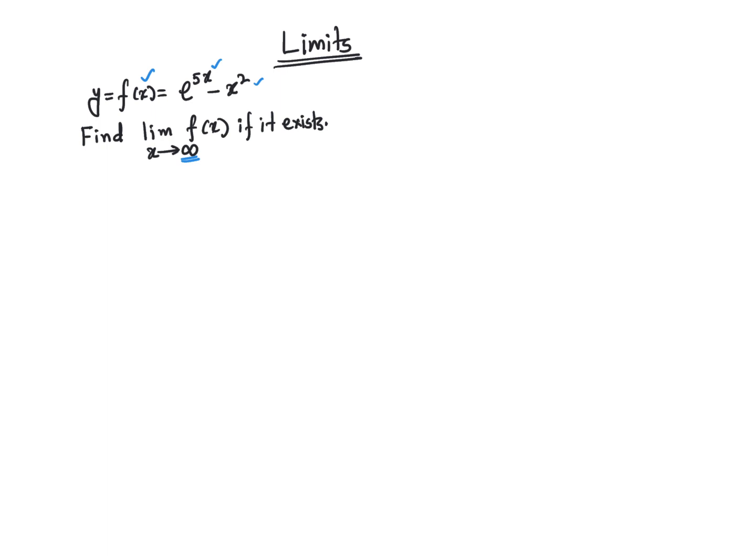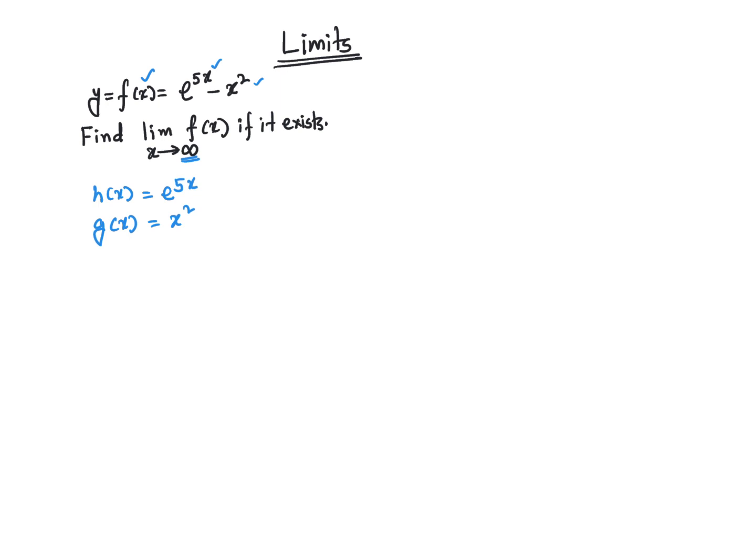This is a function where we have to think a bit. We have to use our past knowledge to evaluate the limit for this function. So let's break this function into two smaller functions. Let's call h of x equal to e to the power 5x, and let's call g of x equal to x squared, or negative x squared, doesn't matter.